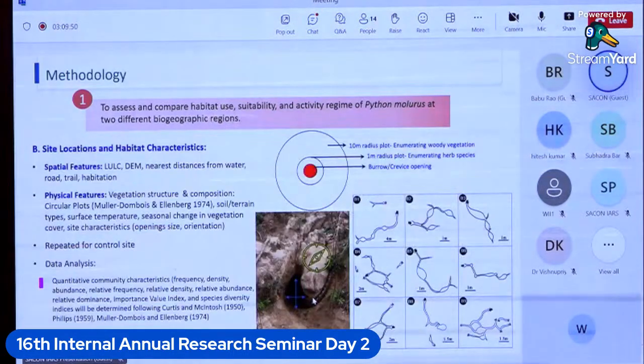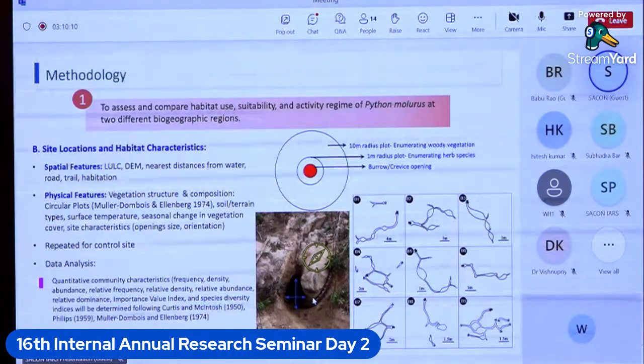So coming down to another thing, about how to assess what kind of habitat these particular pythons are using, we will be taking data about spatial features, which will be LULC and the nearest distances from water and all, as well as physical features like vegetation, soil, terrain, surface temperature, and also site characteristics.